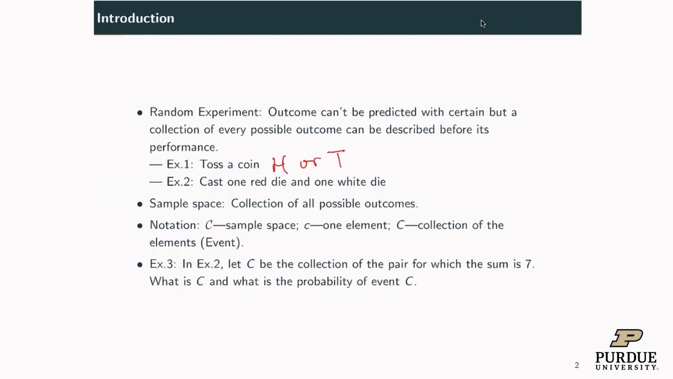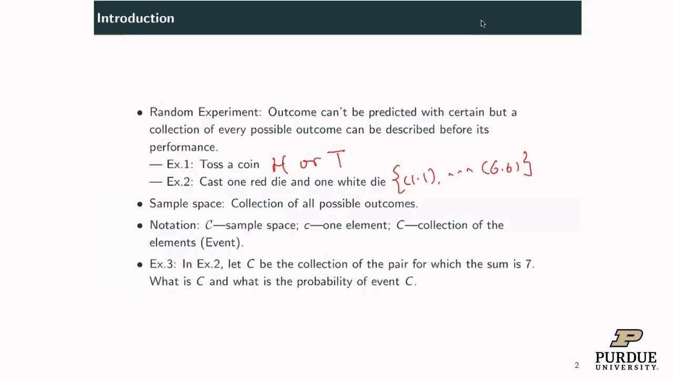You cast one red die and one white die. Similarly, you cannot predict the outcome, but you know all possible outcomes. For example, you know it can be (1,1), (1,2), up to (6,6). Sample space: that's a collection of all possible outcomes. You put all possible outcomes together, it becomes a sample space.